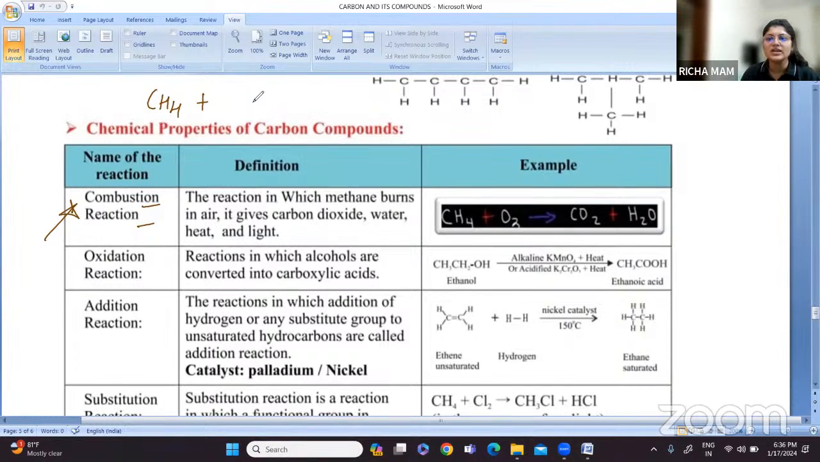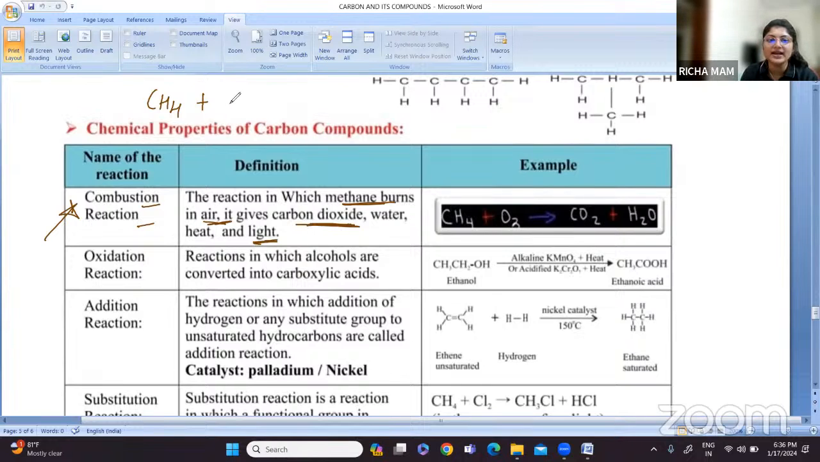So hydrocarbons in the presence of air produce a combustion reaction in the vehicle. Combustion is the reaction in which methane burns in air. What happens to methane? It burns in air to give carbon dioxide, water, heat, and light. So this is the combustion reaction.